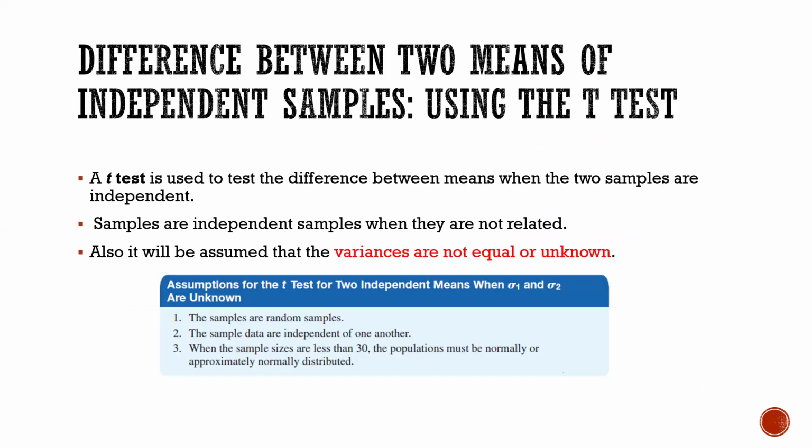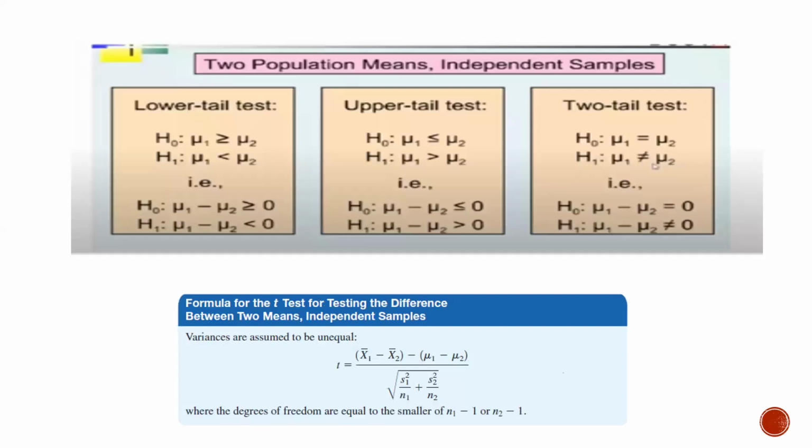Coming to the next test, which is the difference between two means of independent samples using the t-test. A t-test is used to test the difference between means when the two samples are independent. Samples are independent when they are not related, as we have already discussed. Also, it will be assumed that the variances are not equal or unknown. So the key assumptions for the t-test for two independent samples where the standard deviations are unknown: the samples are random samples, the samples are independent of one another, and when the sample sizes are less than 30, the populations must be normally or approximately normally distributed.